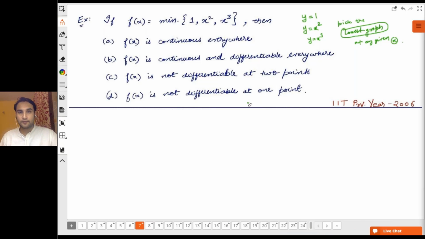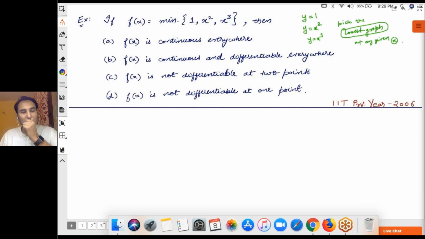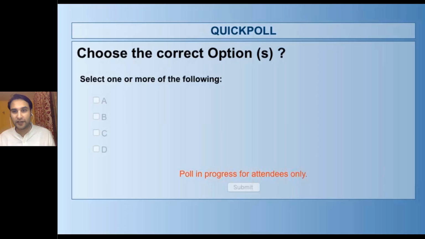Okay, noted. Should I run the poll? Let's see how many of you actually can get it. 1, x square, x cube. Let's see if anybody could get it or not. Guys, the options will not be visible once I run the poll. So I hope you have read the options carefully. Okay, running it.